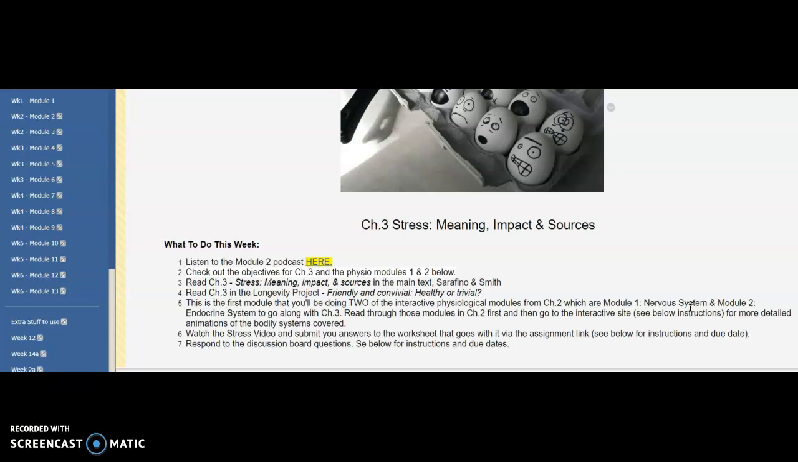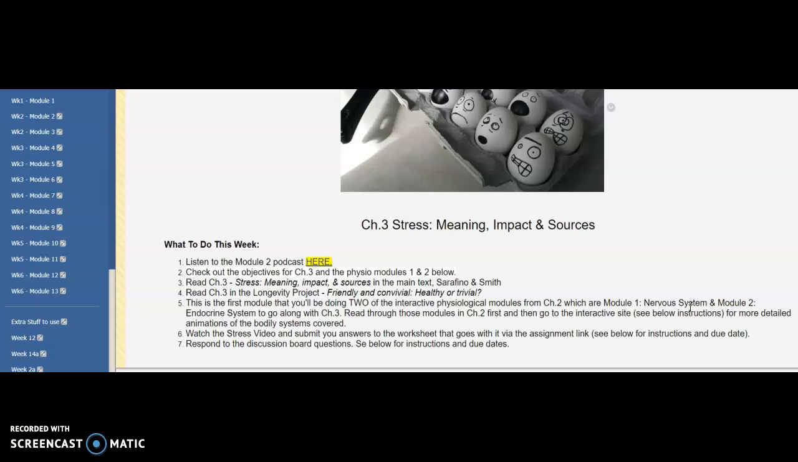As you're reading along in chapter 3, it will actually stop you and tell you, hey, now's a good time to go read about the nervous system. Now's a good time to go read about the endocrine system. So it actually cues you into when you should be reading those. So that's a good tip there for you.